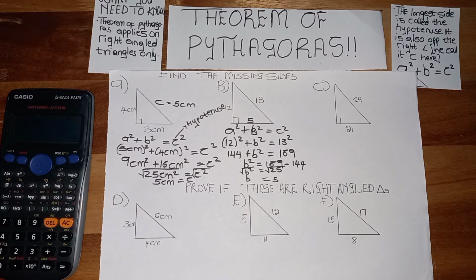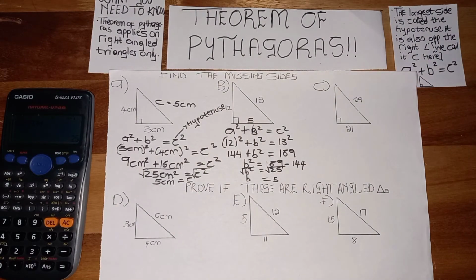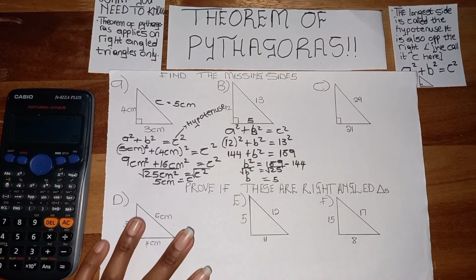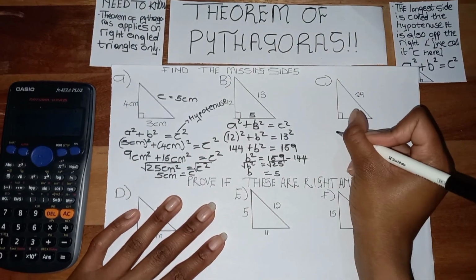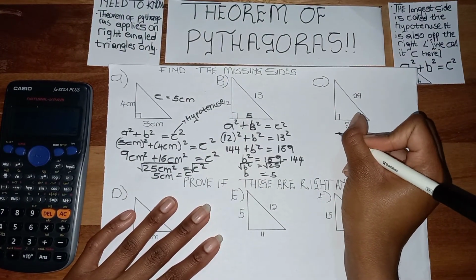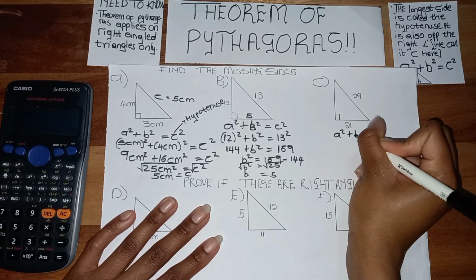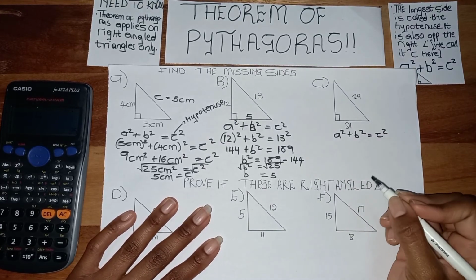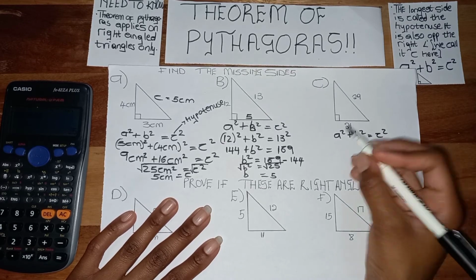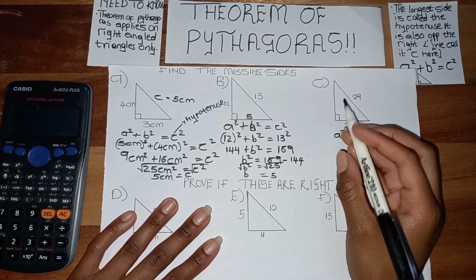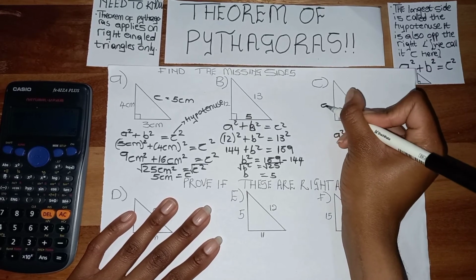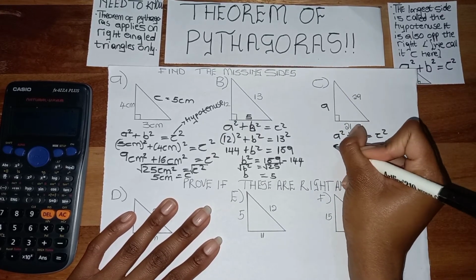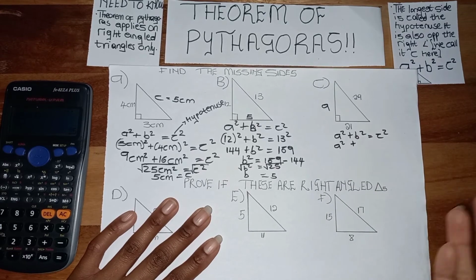Now let's move on to letter C. You can pause the video and do it by yourself because it's very easy, right? So we're going to start by writing our equation. And then you're going to substitute the known values. So in this case, we can say this side is our a, and our a is not yet known. A squared, you're just going to keep it the way it is.